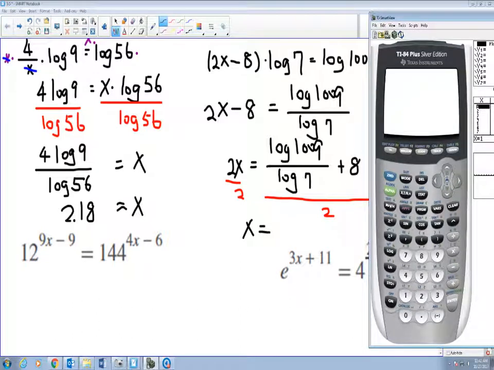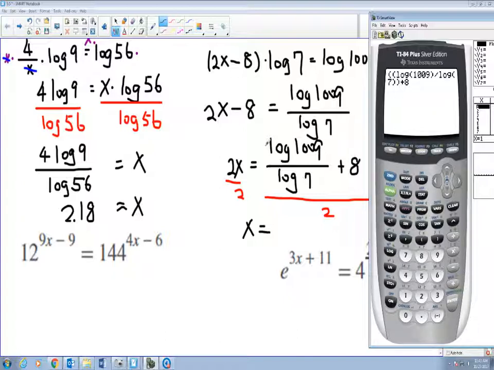Okay, so check it out. I have 2 terms on top, so I will start out with a parenthesis. Now in my parenthesis I will start out with the log. Log, give me a parenthesis, 1009, close it, then divide by log of 7, close the parenthesis for log of 7, close the parenthesis for my entire numerator, then plus 8. Oh, sorry, I closed one too soon.